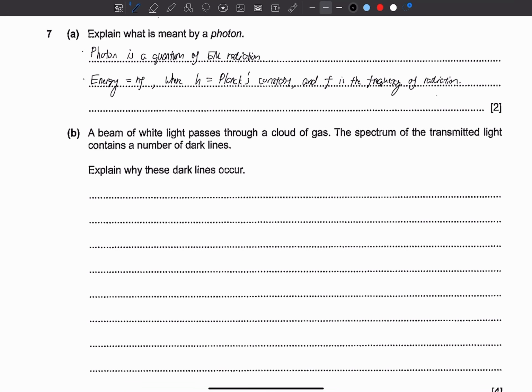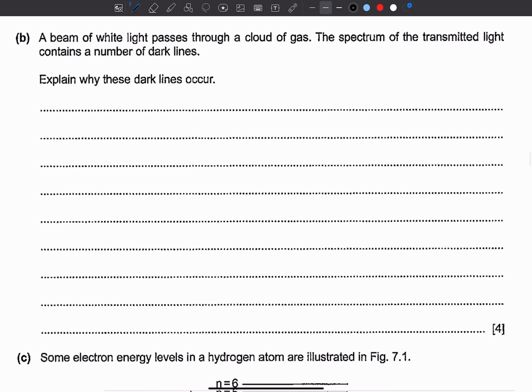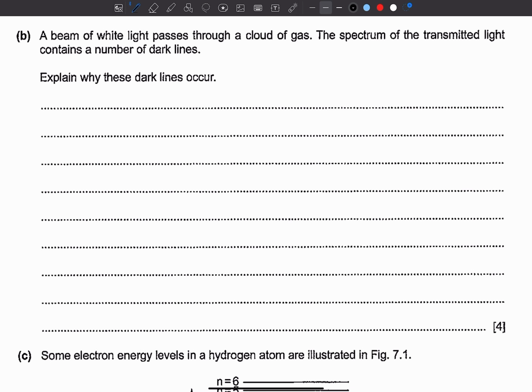Alright, next. A beam of white light passes through a cloud of gas. The spectrum of the transmitted light contains a number of dark lines. Explain why these dark lines occur. So, this would obviously be an absorption spectrum, since only certain wavelengths of light were absorbed. Right. So, explain why these dark lines occur.